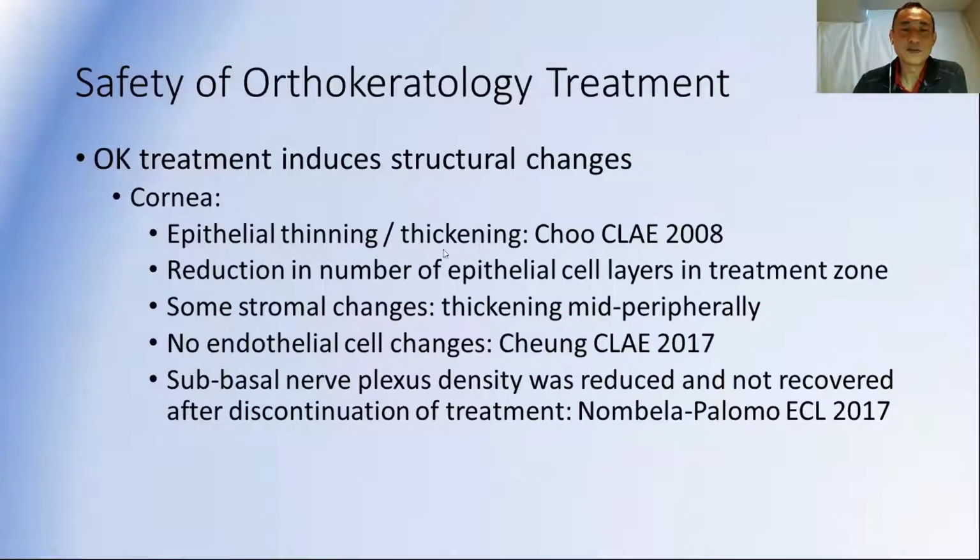Obviously, we do see epithelial changes. That's what we want to achieve in terms of cell thickness and number of cells in the epithelium. In terms of the stroma, we typically don't see stromal thickness changes centrally, but we do see a little bit of thickening mid-peripherally. That doesn't seem to be associated with clarity problems with the cornea, but in some patients, if you have extreme changes in stromal thickness, you might have some changes in corneal clarity.